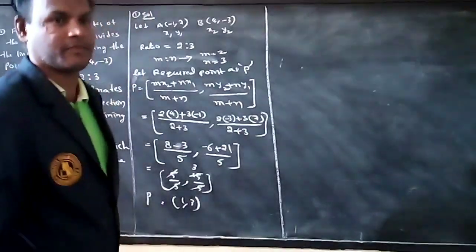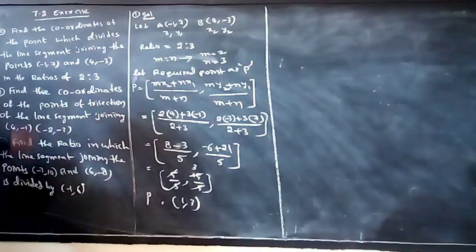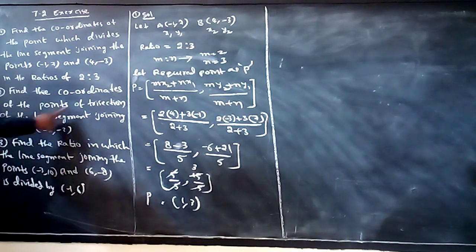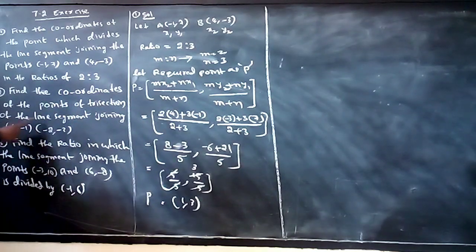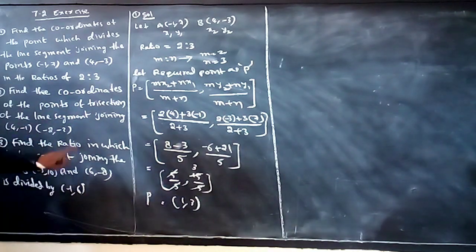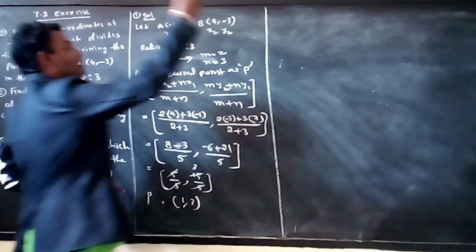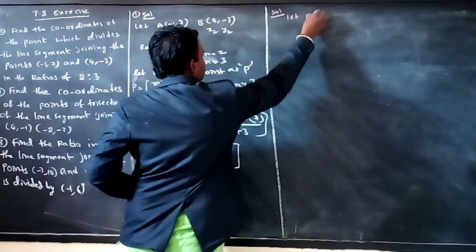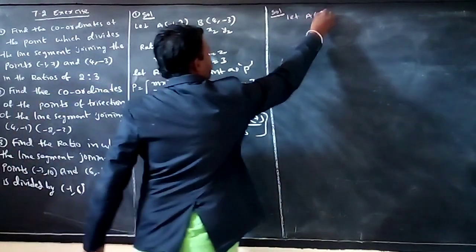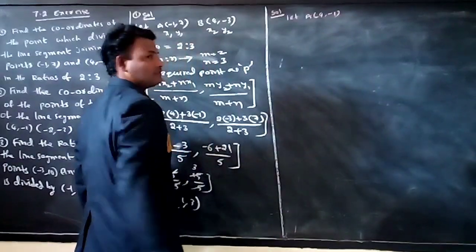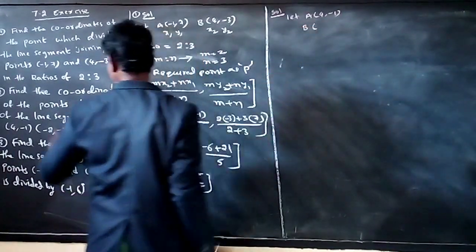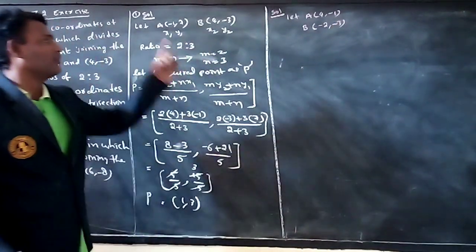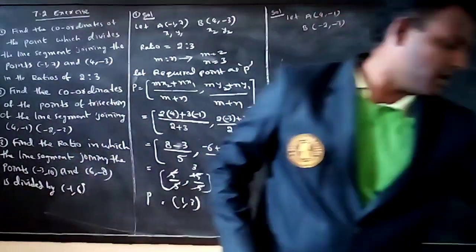Next, let us move to the second question. What is the second question? Find the coordinates of the points of trisection of the line segment joining (4, -1) and (-2, -3). Solution. Let A be (4, -1) and B be (-2, -3).